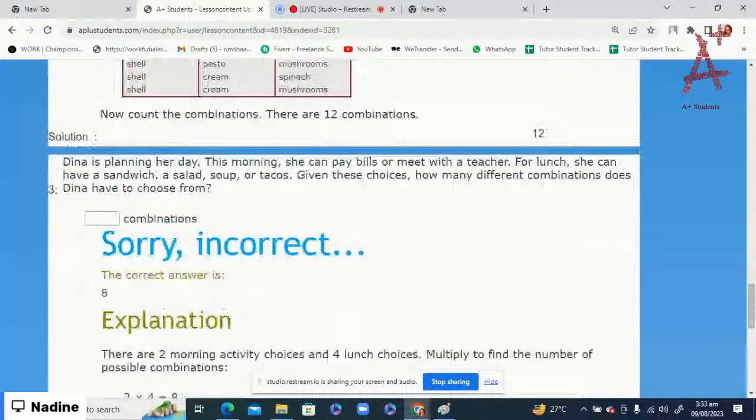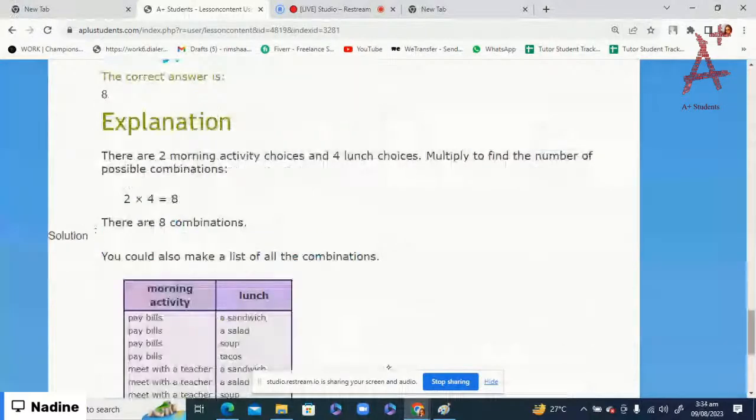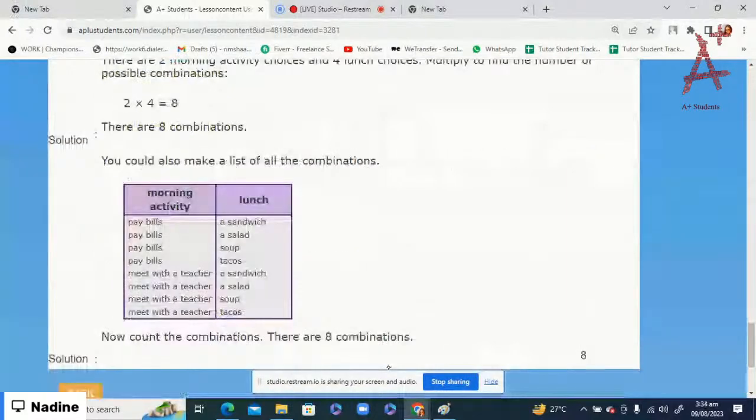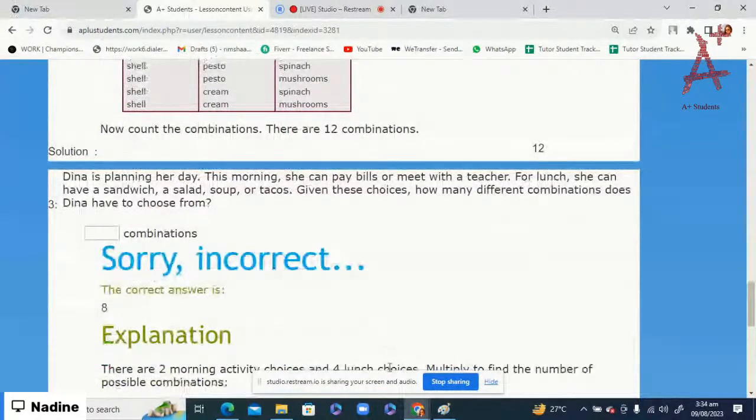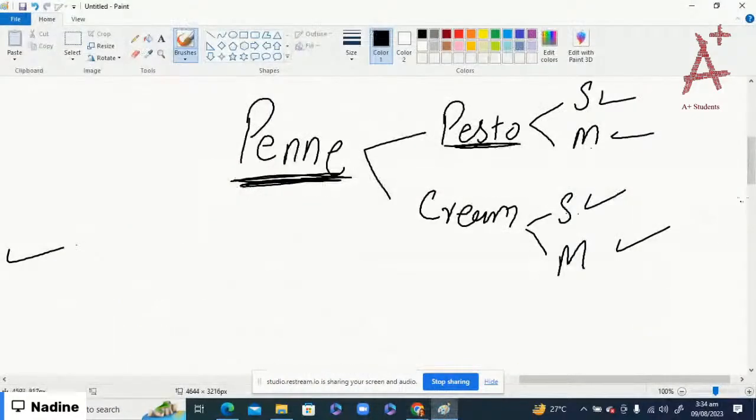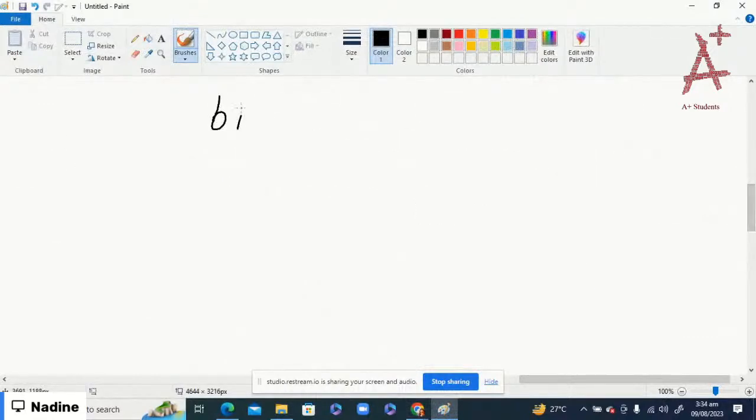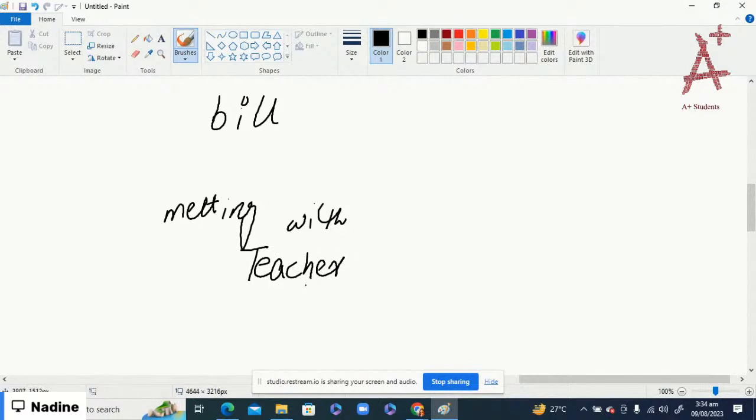Okay, basically she is planning a day, this morning. For morning activities, there are two. Dina is planning her day. This morning she can pay bills or meet with a teacher. There are two options here. Bills, then meeting with the teacher. Okay.